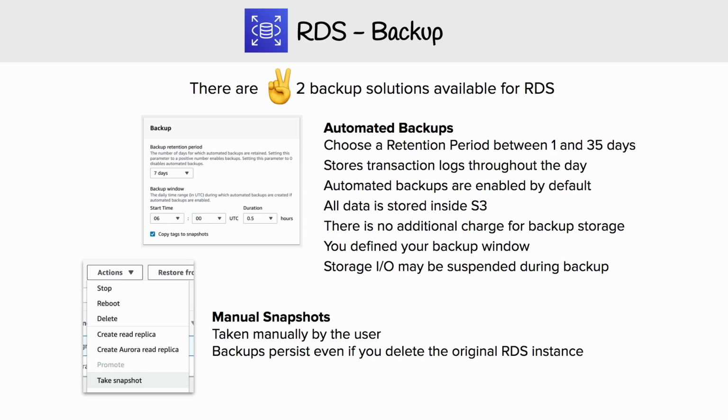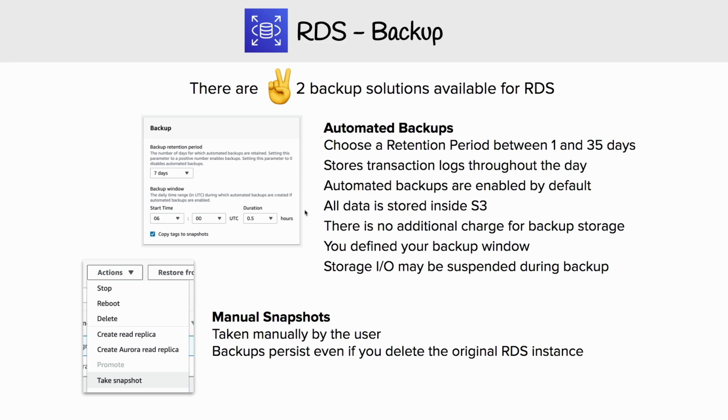So when they say that automated backups are enabled by default, they just mean that they fill it in with like 7 by default for you. And you can just turn that to 0. It's going to store transaction logs throughout the day. All the data is going to be stored inside S3. And there is no additional charge for those backups, okay?